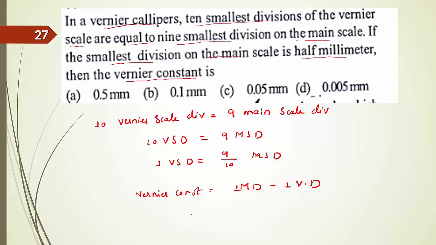So vernier constant means we can write 1 main scale division minus 1 vernier scale division. That is 1 minus 9 by 10 main scale division. So this is equal to 1 by 10 main scale division. Main scale division is given as half millimeter. Half millimeter means 1 by 2. So we will get the answer 0.05 millimeter. So 0.05 millimeter, option C is the right answer.